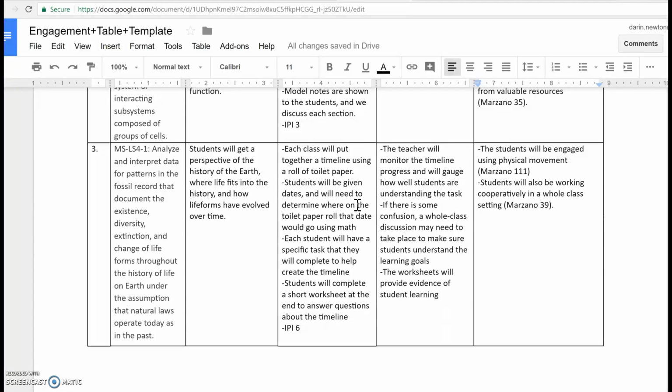Students will be engaged using physical movement. So a roll of toilet paper is pretty long. They're going to be up and down the halls. It really gets them moving, really gets them engaged in this activity. Students will also be working cooperatively in a whole class setting. So it's not even small groups that they're going to be working in. They have to cooperate as a whole class, which can be challenging sometimes, definitely, but it's a good skill for them to be learning, how to work well in larger groups.